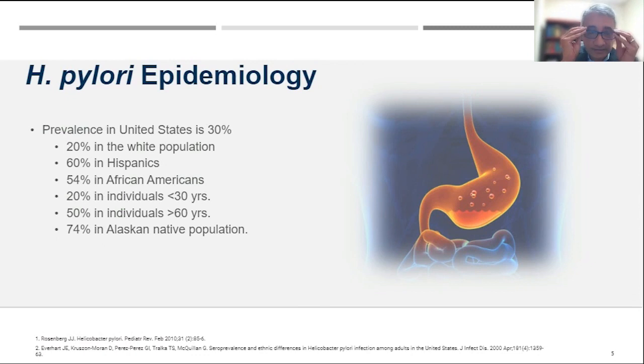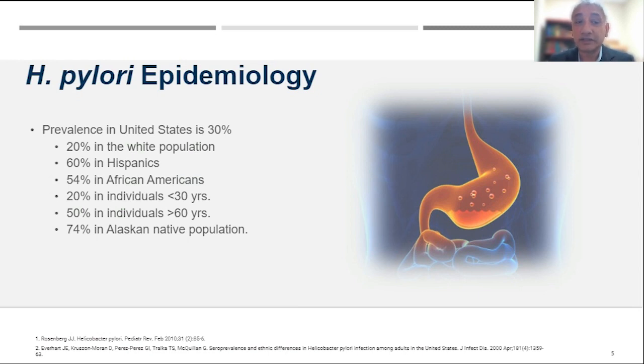Within the United States, the prevalence of H. pylori is about 30%. And once again, it's not evenly distributed. It ranges from about 20% prevalence in the white population to 54% in the African American population, 60% in the Hispanic population, all the way up to 74% in the Alaskan Native population.